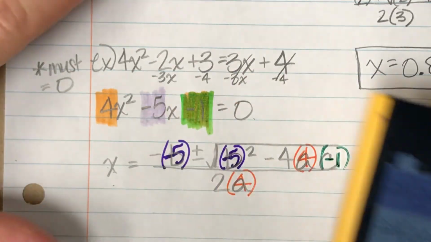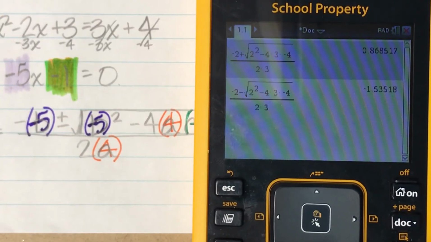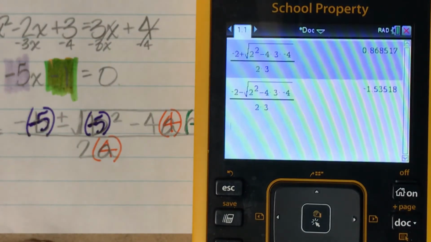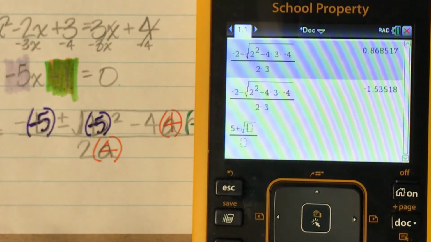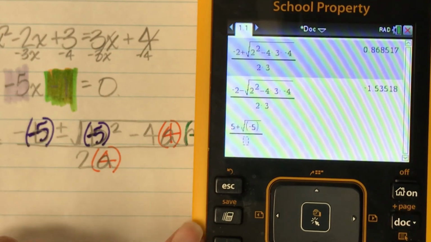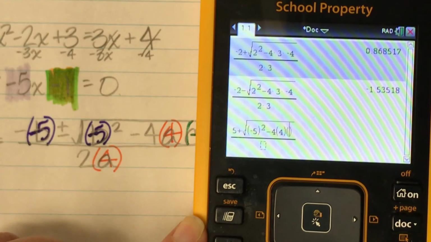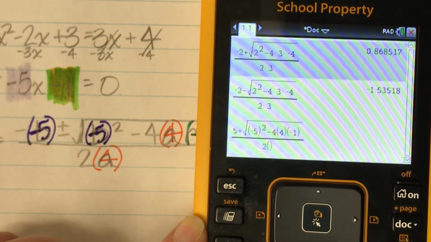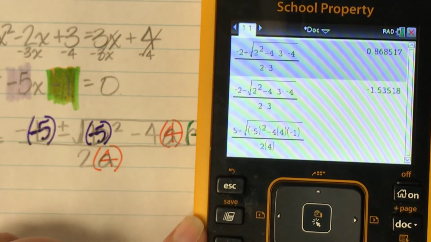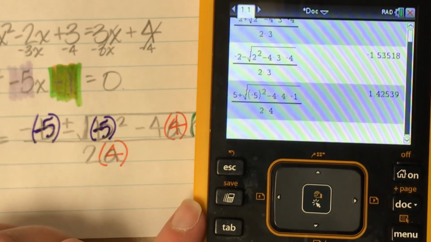So in my calculator, I'm going to go ahead and type in negative 5. I know it's just 5, but I need my blank fraction. So 5 plus the square root of negative 5 squared minus 4 times negative 1, all divided by 2 times 4. Just plugging in what I have written out over here on the side, and the answer is 1.42, but it's going to round up to 1.43.